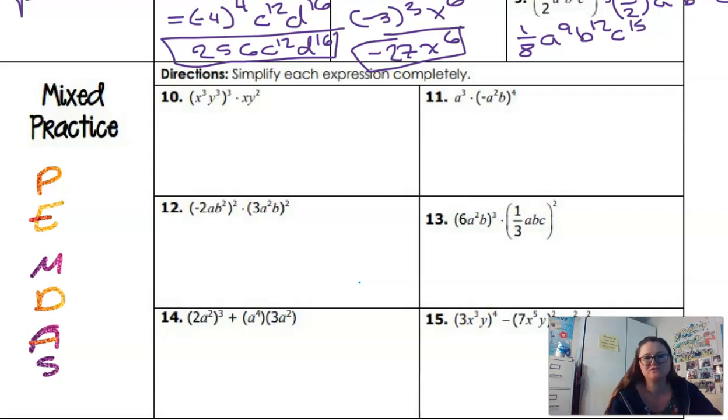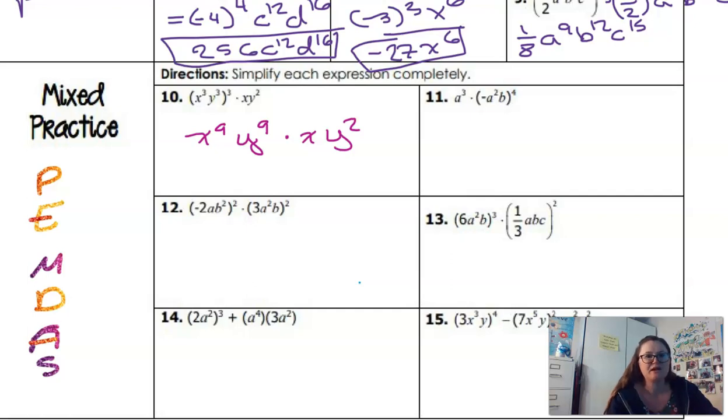X to the third, 3 times 3 is 9. So it's going to be x to the 9th. And then again, we have y to the third, which is to the 9th power, times x, and then y squared. So right here I didn't do anything, I just carried it down, because now I have multiplication.